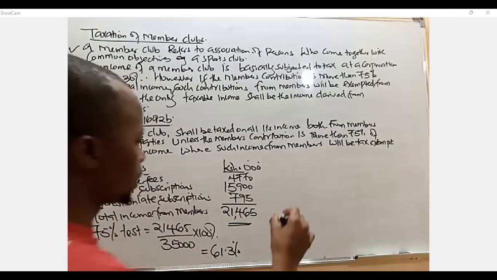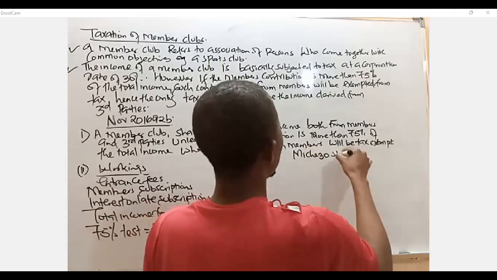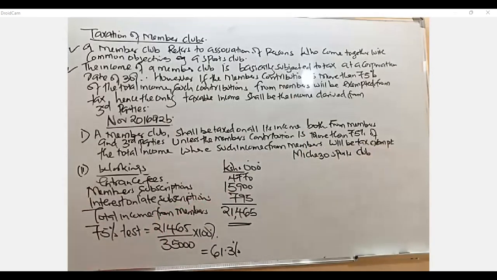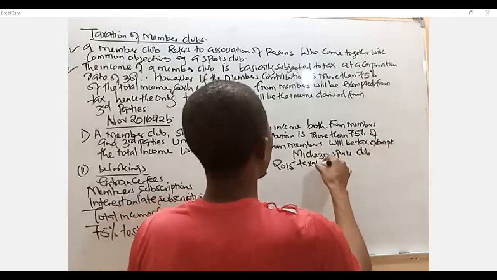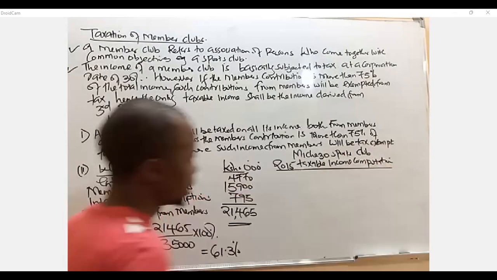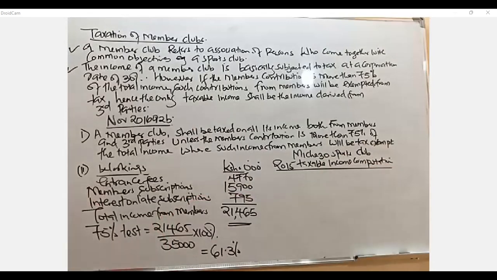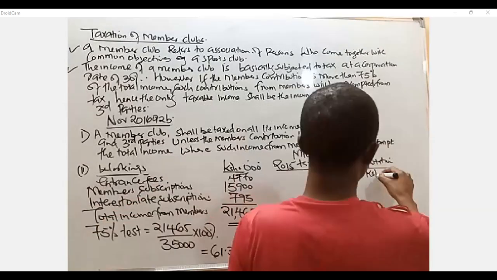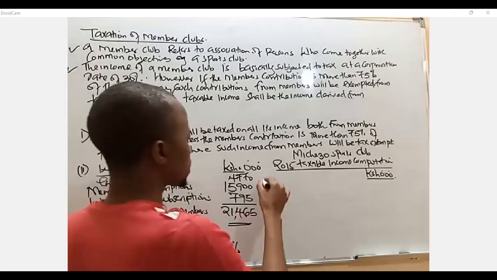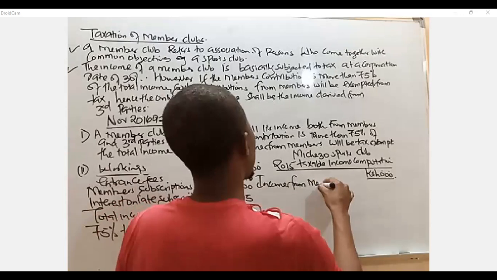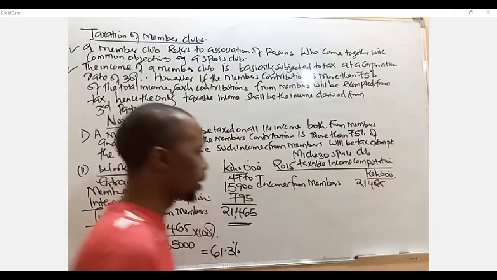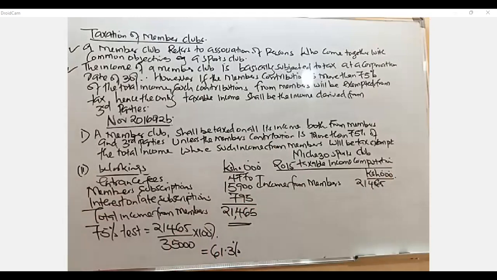So in this case, I'm going to take Michezo Sports Club. We are doing the 2015 taxable income computation. Once you write your title like that, put Kenya shillings here, and reduce our shillings to thousands. The first amount to take is the income from members, which is 21,465.